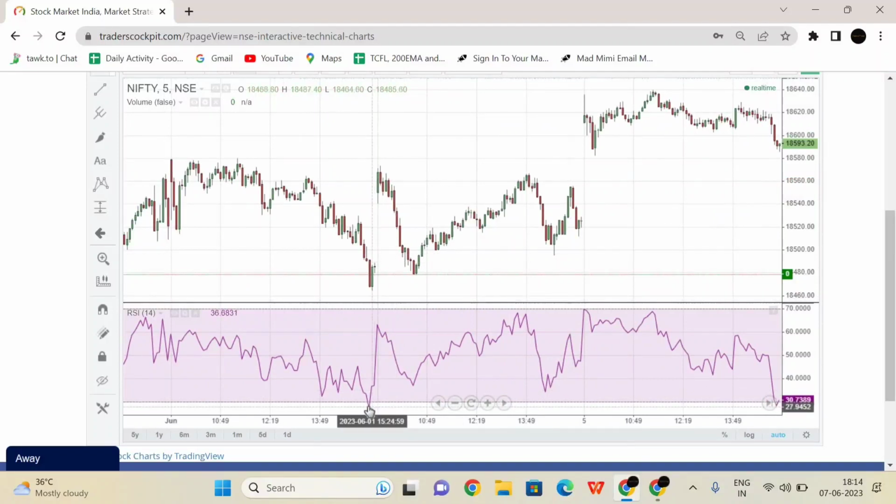Whenever RSI goes oversold, we try to look for a buy. Whenever RSI goes overbought, we try to look for profit booking from the market. So this is the basic understanding.